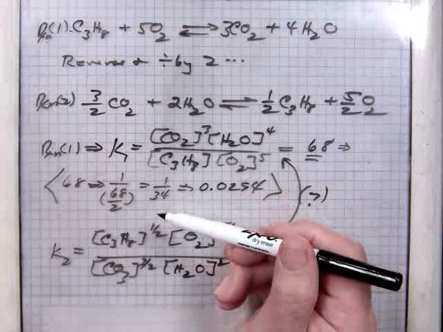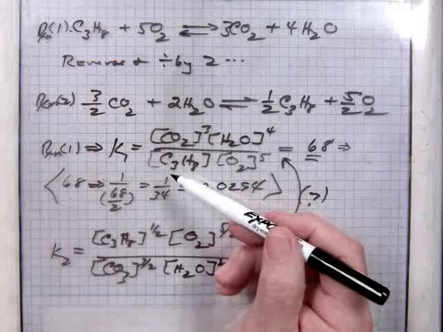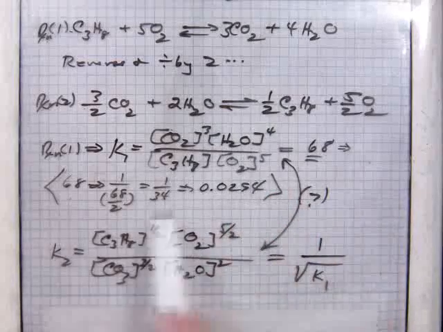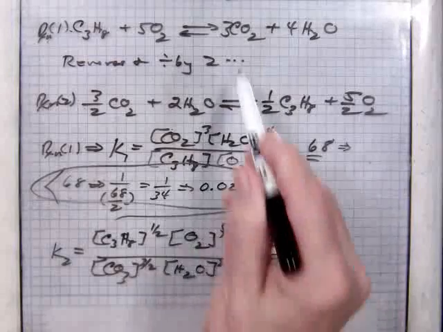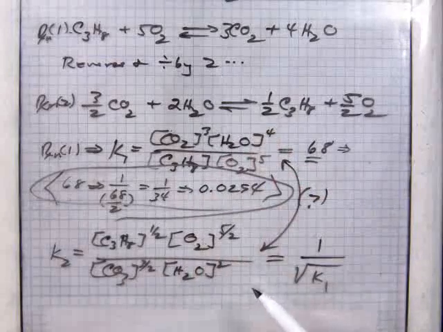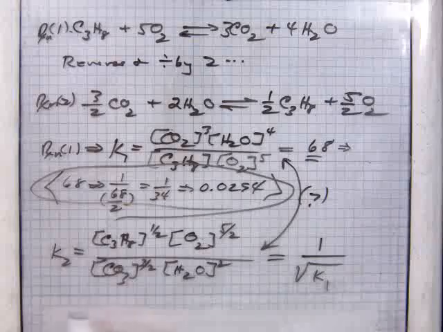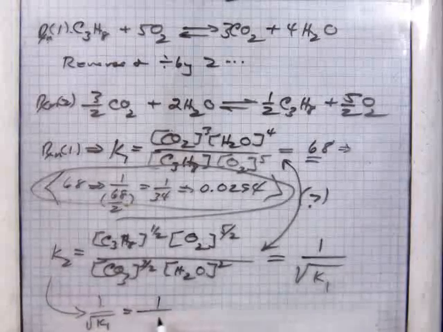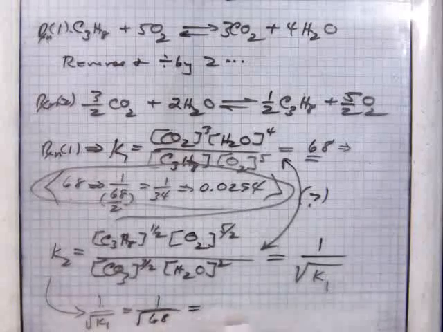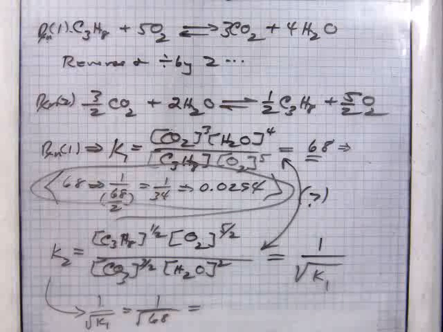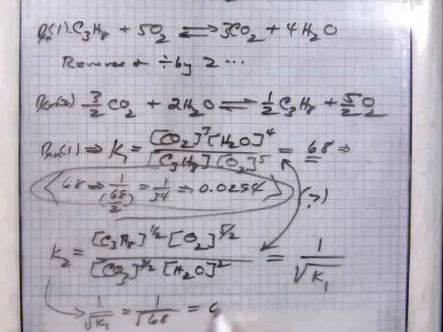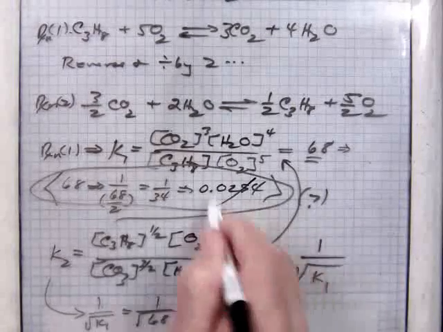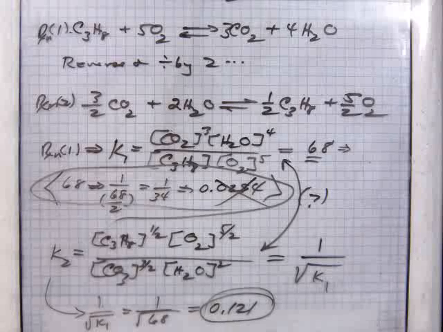You all need to brush up on your math on this, because you cannot do this just because I changed the equation. If you take K2 to be 1 over the square root of K1, that would be 1 over the square root of 68, and that doesn't equal that number. So the square root of 68 and its reciprocal is 0.121. That's what you should be getting.